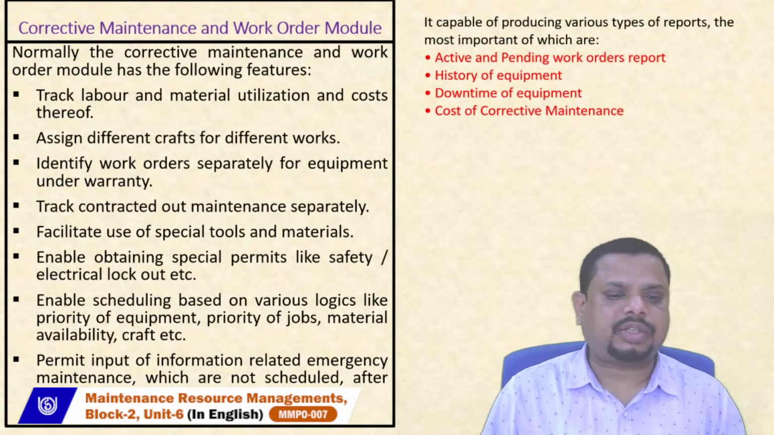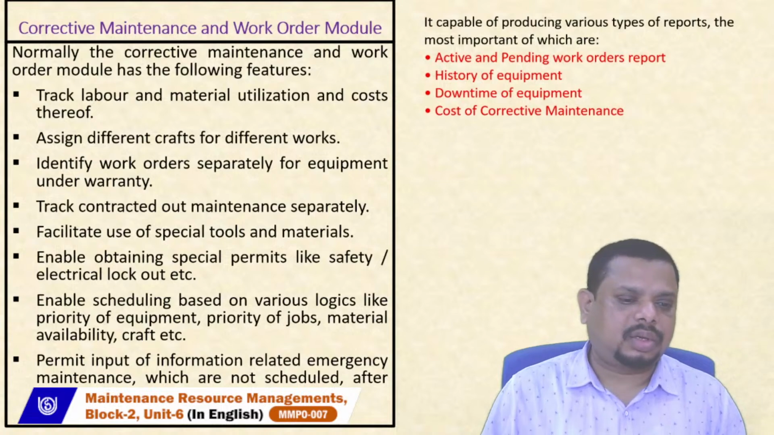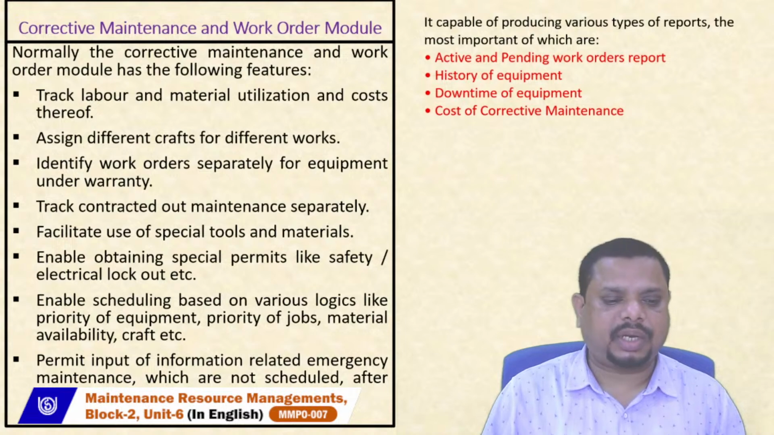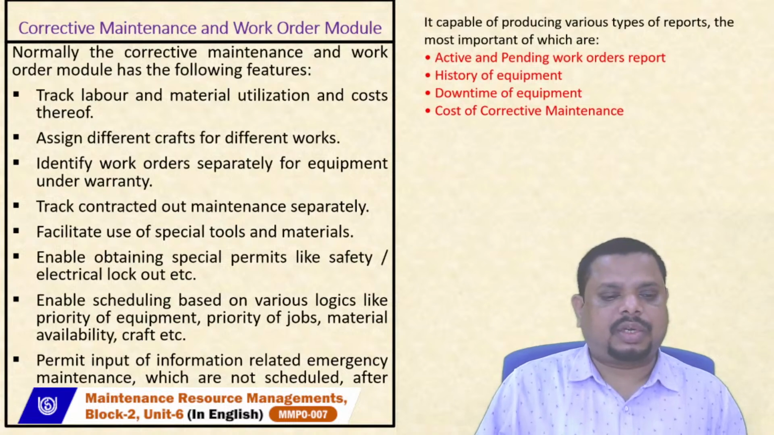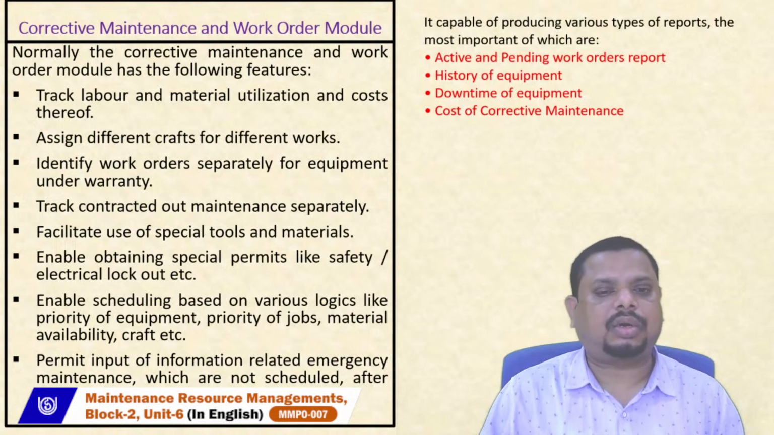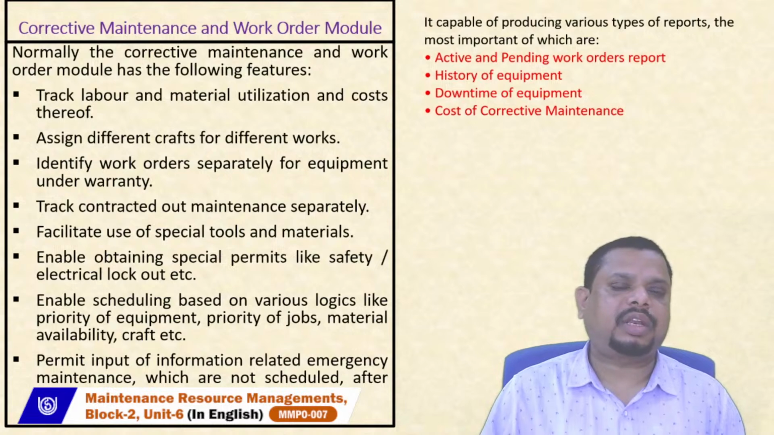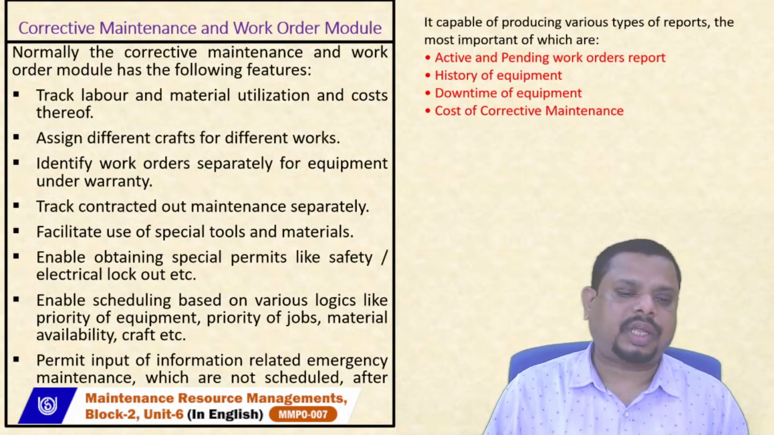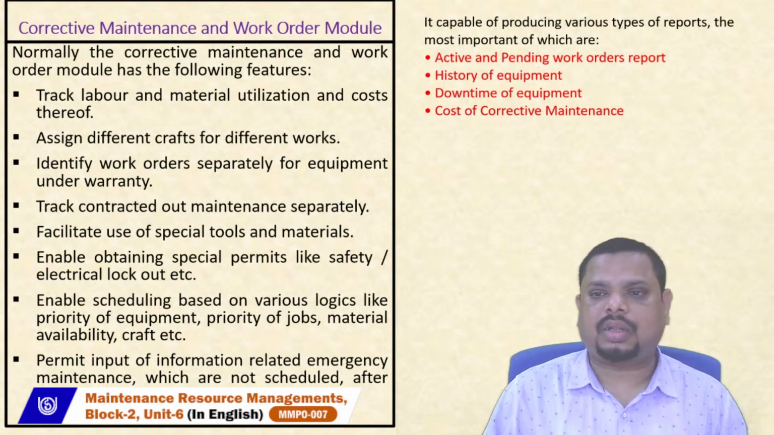They also enable scheduling based on various logics, like priority of equipment, priority of job, material availability, and availability of your craftsmanship or workers. And the last one is permit input of information related to emergency maintenance, which is not scheduled. So you must take the permissions and information related to the emergency maintenance. It is the duty of the maintenance department to inform other departments. Without taking their permit, they should not run the machines.